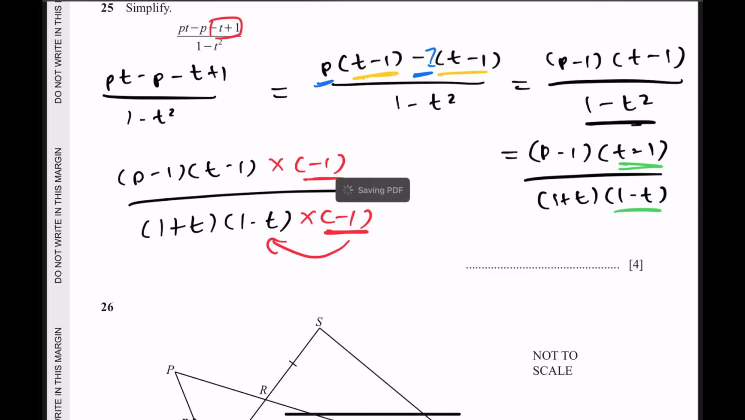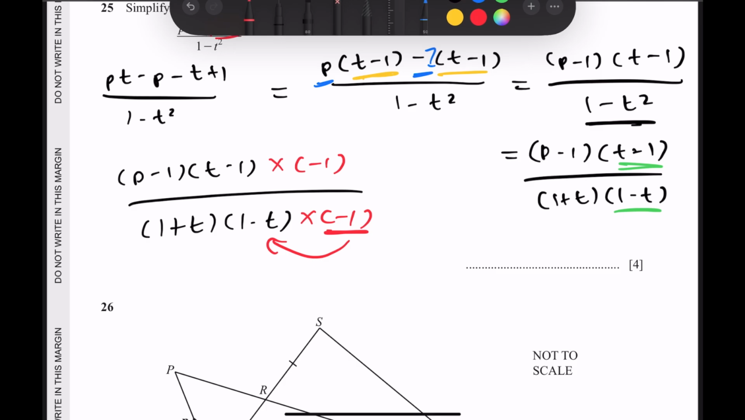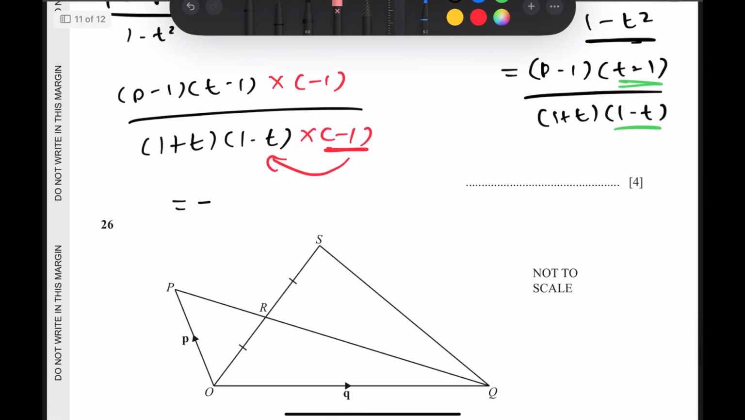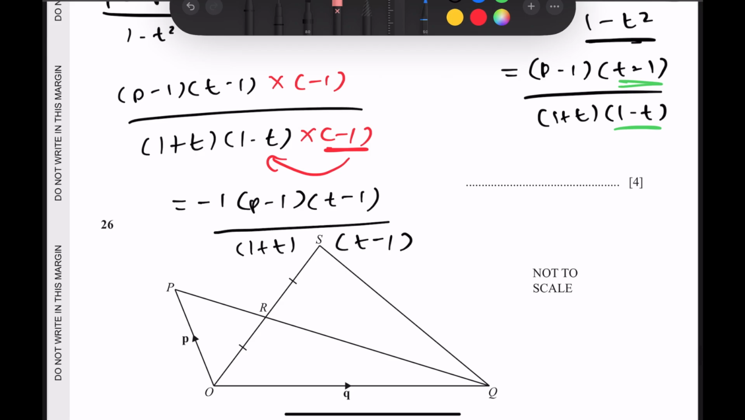If you make it act on, for now I'll use the denominator side. So if we rewrite this as negative 1 times (p minus 1) times (t minus 1) divided by (1 plus t) times (t minus 1), because the negative 1 acts on the t minus 1 minus t. Therefore, this negative 1 times 1 becomes negative 1, and negative 1 times negative t becomes positive t. T minus 1 is equal to negative 1 times t.